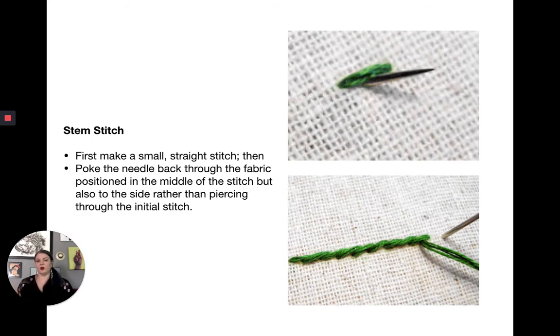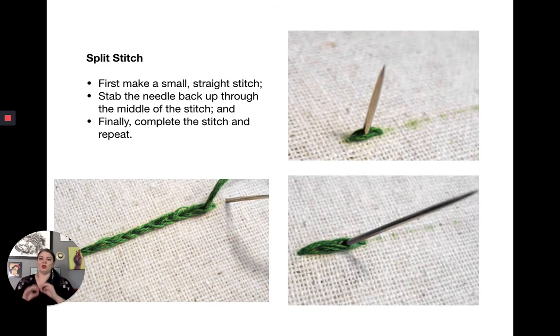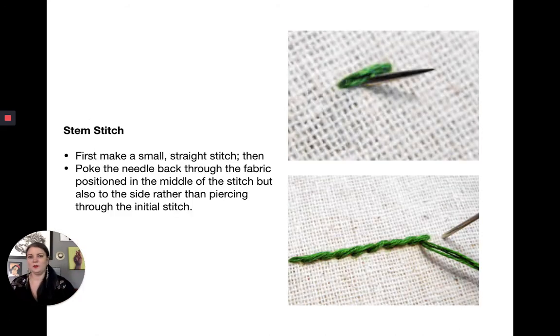Stem stitch. So while our split stitch lines up like this, it almost looks like braided hair, kind of. Our stem stitch, you're going to go not through the stitch, but next to it, right below it, and then it's going to give this look of like a twisting vine, okay?